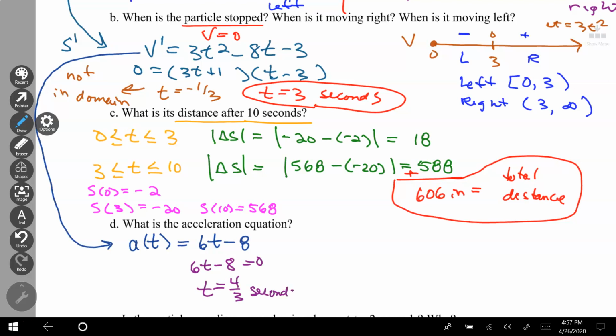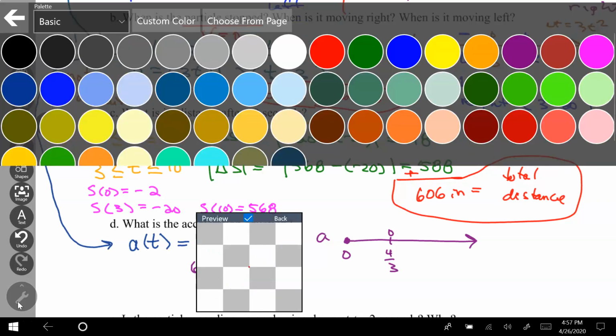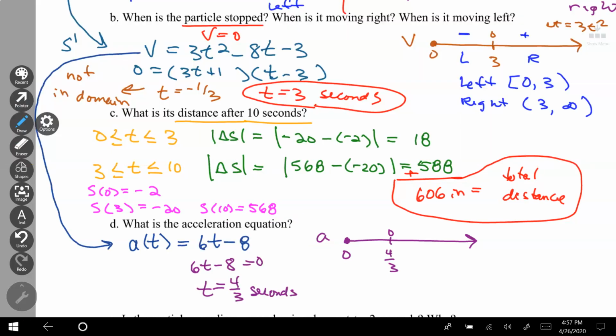I'm going to use this as a number line. This is my acceleration. Starts at 0, and at 4/3, I have this time right here. And I made a little mistake. I'm going to get rid of that prime. And I'm going to change the color to light blue. My leading term is equal to 6t. That means this is positive and this is negative.